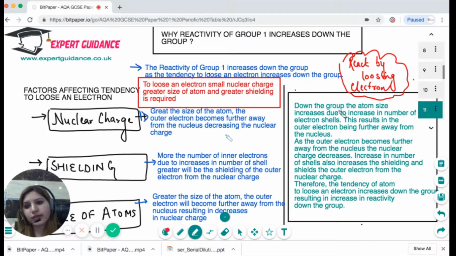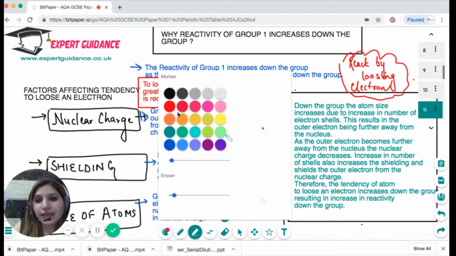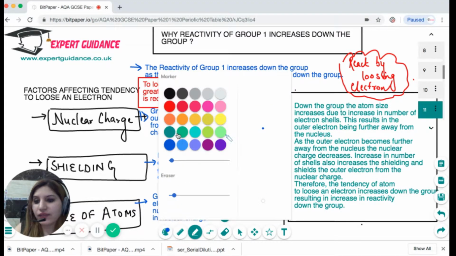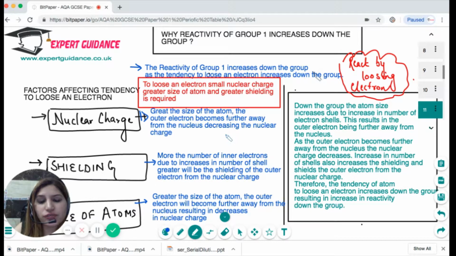Okay, so I hope the physical properties, the chemical properties, and the electronic configuration of group 1 is clear to you. Now comes a very important question. Why does the reactivity of group 1 increase down the group? Okay, now, in order to explain that, if any question comes in, you need to first explain that alkali metals react by losing electrons, and the tendency to lose the electron increases down the group, therefore they become more reactive.